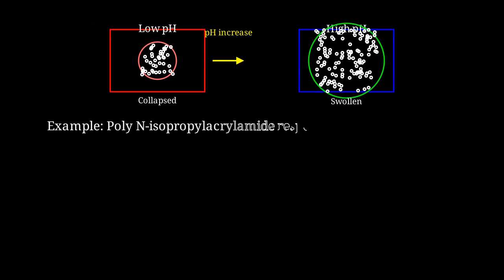A classic example is poly-N-isopropylacrylamide, or PNIPAM, which has a lower critical solution temperature around 32 degrees Celsius. Below this temperature, it's swollen, above it, collapses. This sharp transition near body temperature makes it ideal for drug delivery.